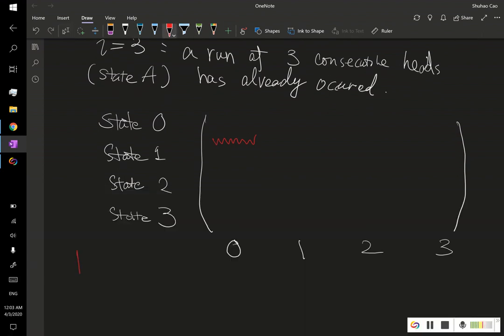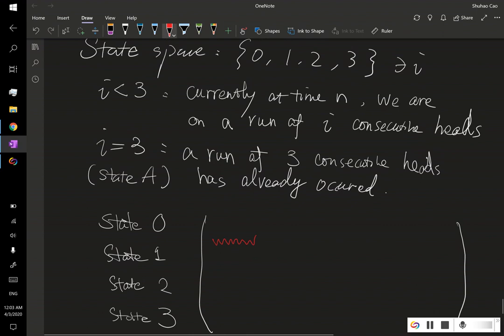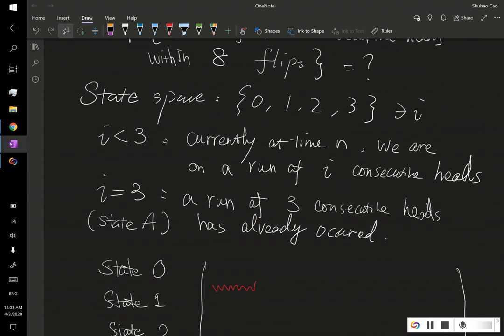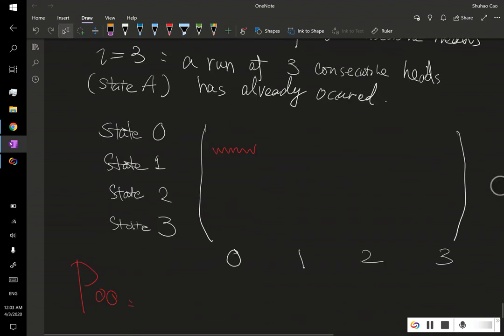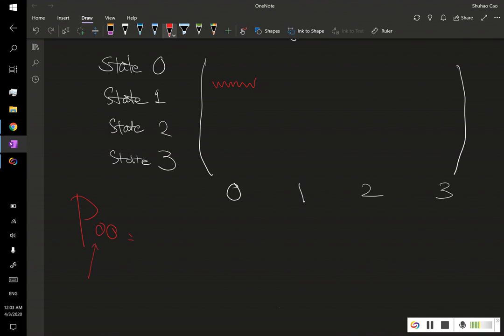So this is essentially P00. And let's recall the state space. When i is less than 3, we are on a run of i consecutive heads. So the first 0 means we're at state 0, so we have 0 consecutive heads. And this means we have a tail at the current flip, so at time n.